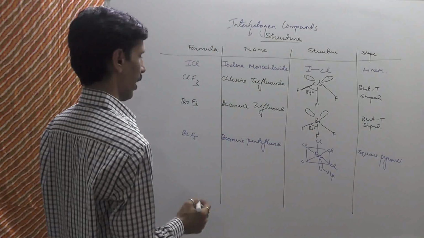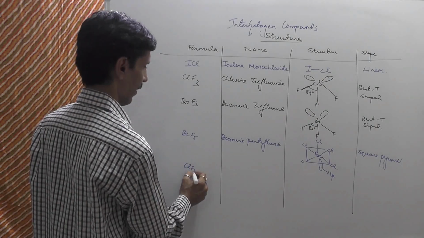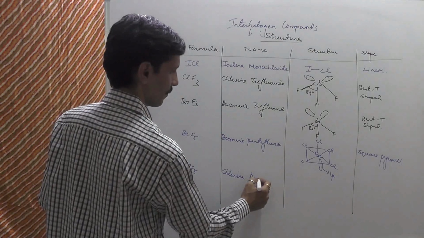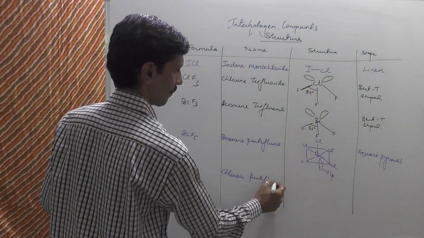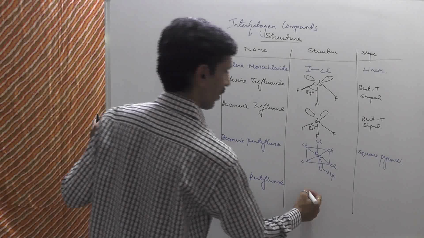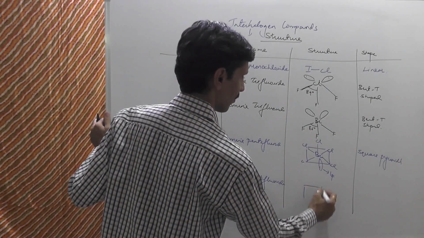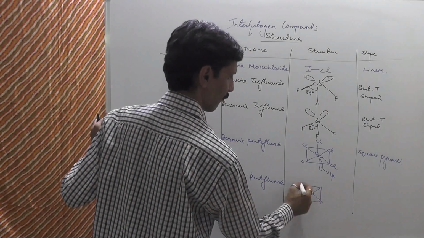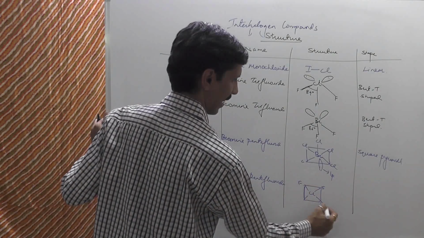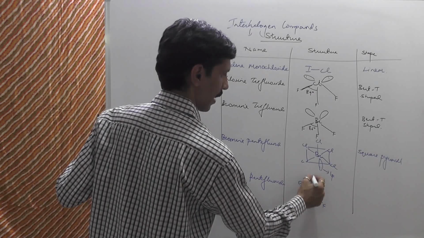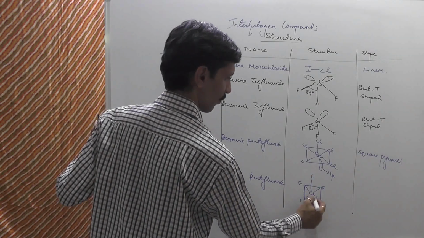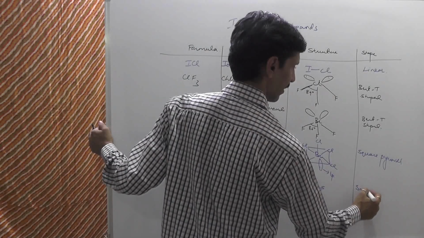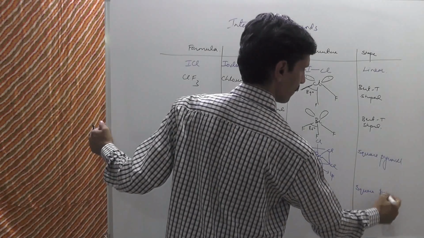Okay, what will this become? Square pyramidal. Similarly, ClF5, what will be its name? Chlorine pentafluoride. Once again, the structure will be the same. I will make a square. Cl at the center, F at the four corners of a square, and one at the apical position. The other is going to be a lone pair, and the structure is going to be square pyramidal.